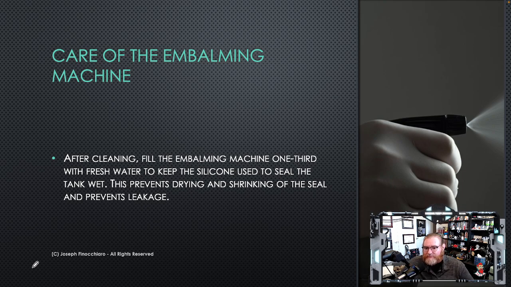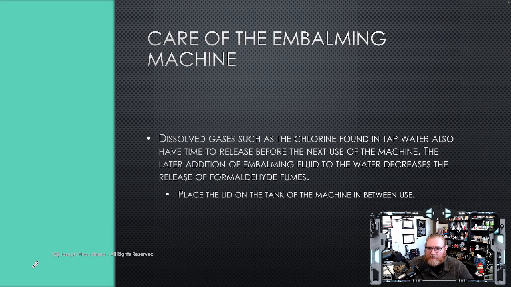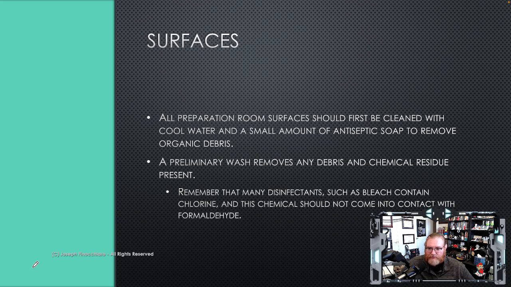After cleaning, fill the embalming machine 1/3 with fresh water to keep the silicone used to seal the tank wet. This prevents drying and shrinking of the seal and prevents leakage. A lot of us also add a water corrective at that time. Dissolved gases such as the chlorine found in tap water also have time to release before the next use of the machine. The later addition of embalming fluid to the water decreases the release of formaldehyde fumes. Place the lid on the tank of the machine in between use.